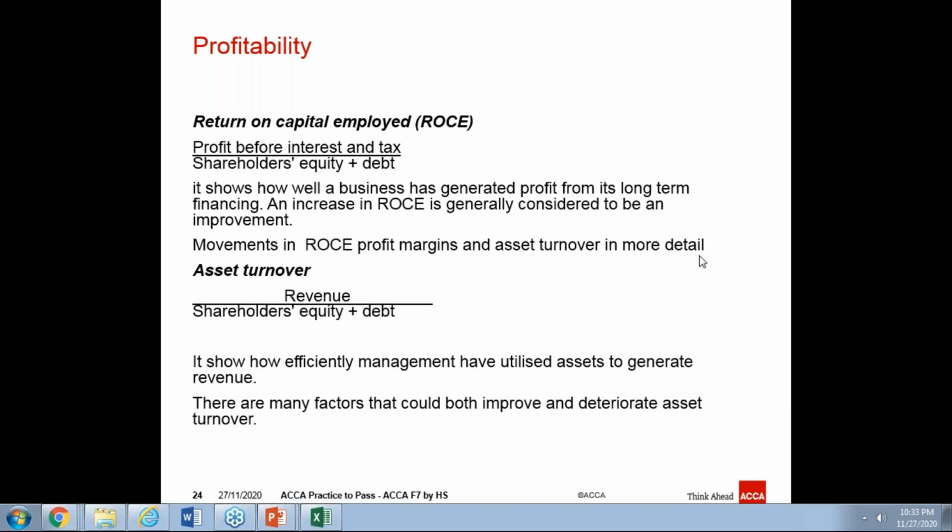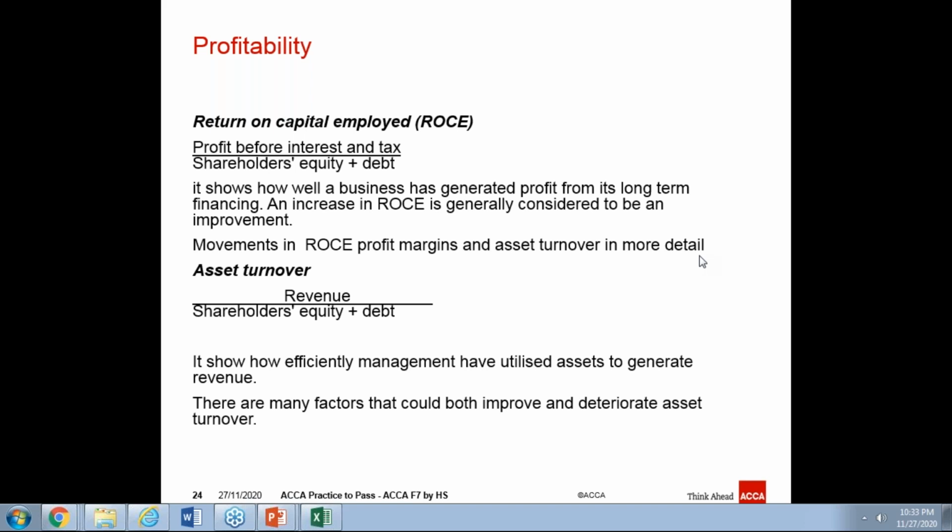Total asset less current liability. I don't have the time to explain why we should not use total asset minus current liability. I will explain it to you in detail. If you want, you can contact me on WhatsApp.